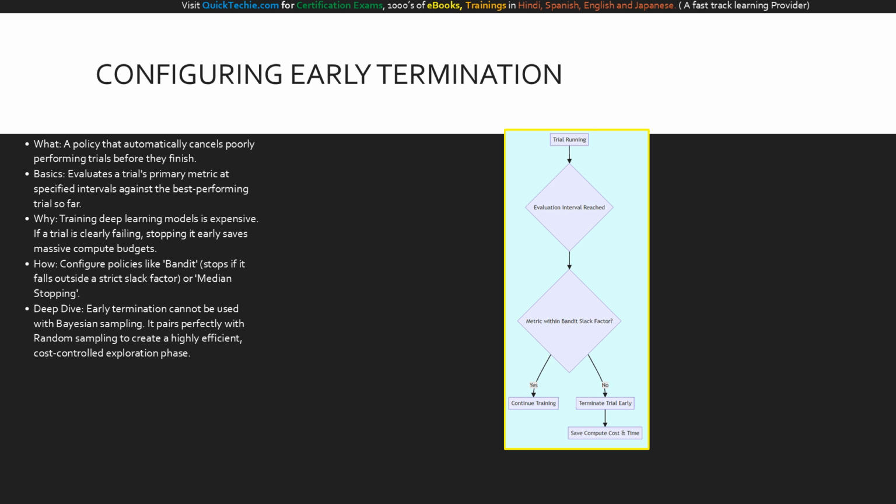For our deep dive, remember this architectural constraint. Bayesian sampling actively learns from poor runs, so you cannot use early termination with it. Early termination is designed exclusively to make random sampling incredibly cost-efficient.